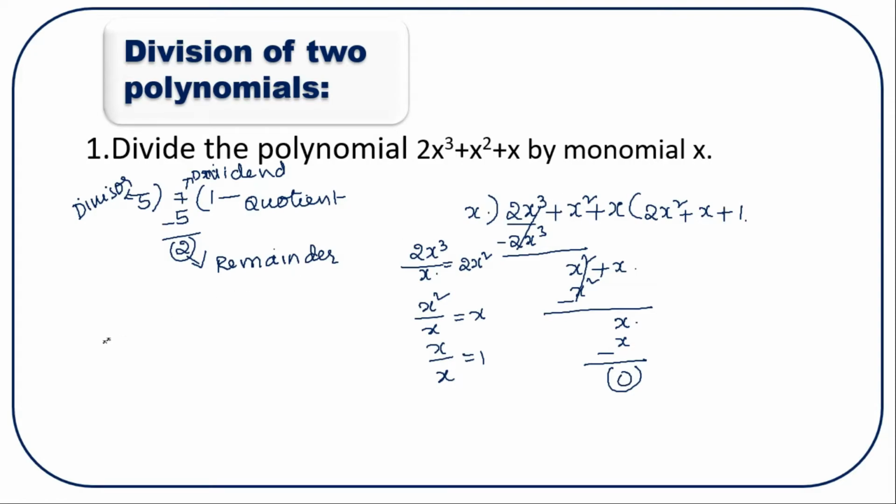Yes or not? So therefore 2x cube plus x square plus x by the monomial x is equal to, if it is a factor, the quotient will be the answer. Clear? So 2x square plus x plus 1 is the answer. Is this clear? Right.